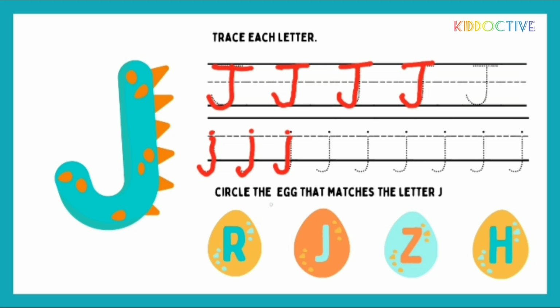Okay, now tell me, circle the egg that matches the letter J. Letter J looks like this. So you are going to tell me, where is the letter J? The second one. Very good.